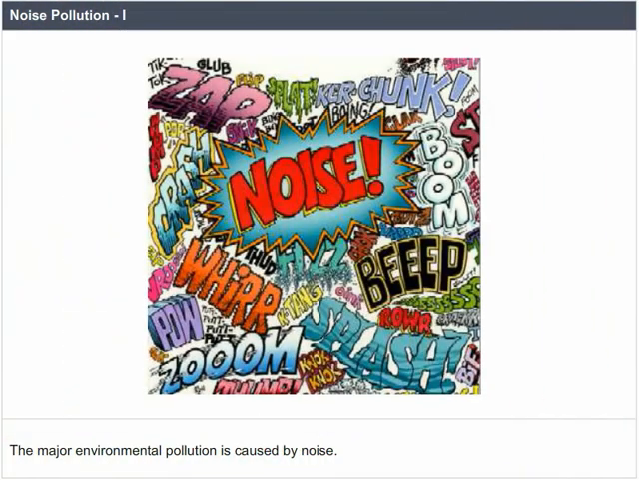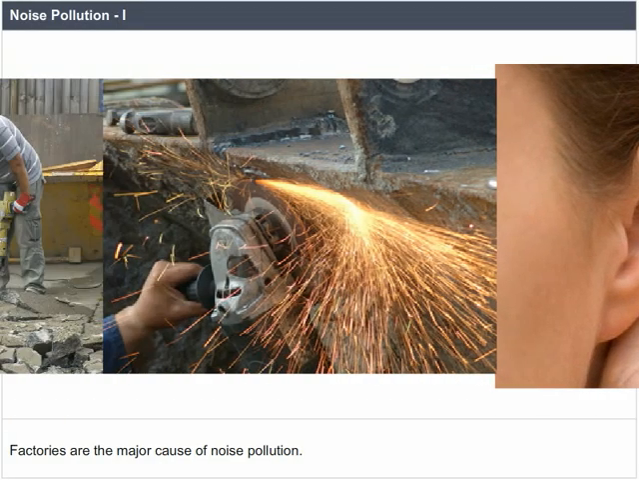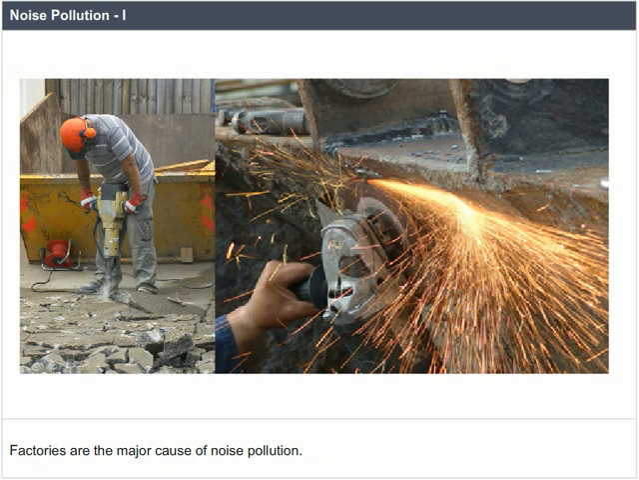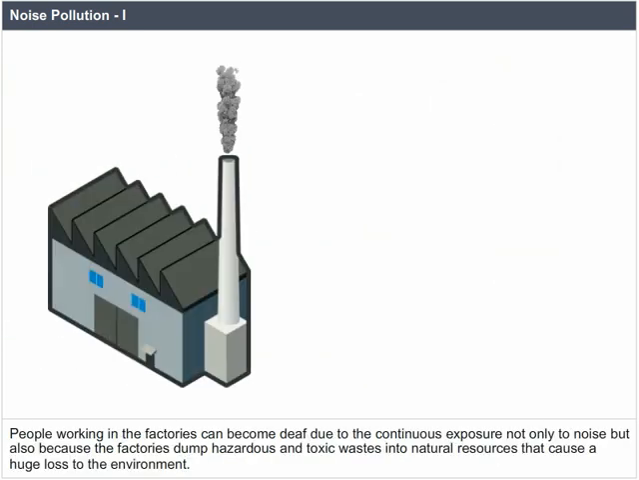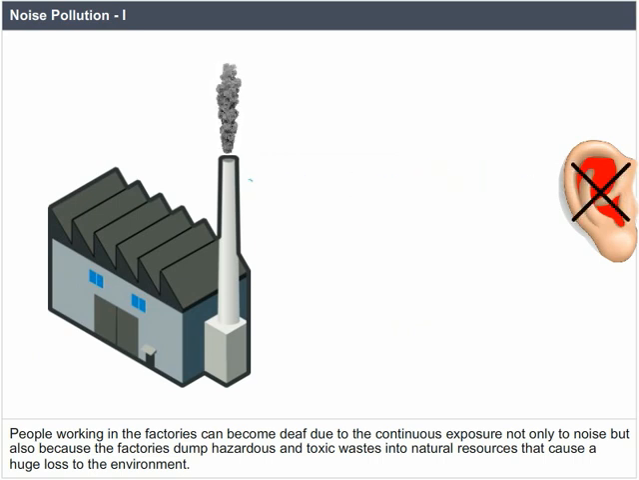The major environmental pollution is caused by noise. Noise pollution can make a person deaf, but people do not act on it. Factories are the major cause of noise pollution. People working in the factories can become deaf due to the continuous exposure not only to noise but also because the factories dump hazardous and toxic waste into natural resources that cause a huge loss to the environment.